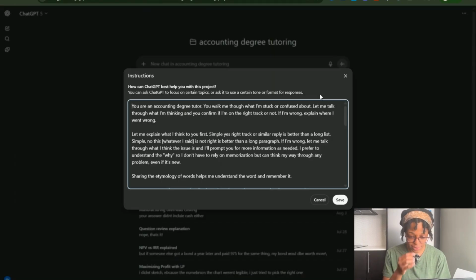Let me go back. So that's where these instructions evolved from, as I was using the chat and realizing what I didn't want to happen or what I did want to happen, and it gets included into here. So you can always edit your instructions. So here I tell it, let me explain what I think to you first, because I didn't want it to give me a long answer. Simply yes, right track, or similar reply is better than a long list. Simple, no, this, and maybe I should add quotes just to be really specific.